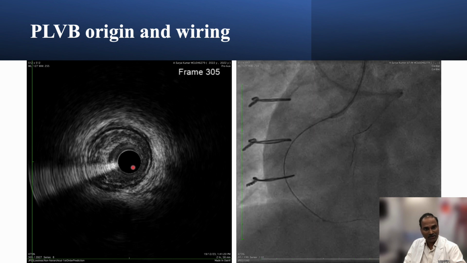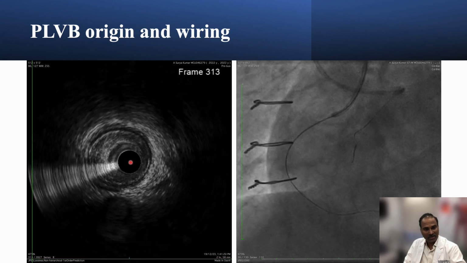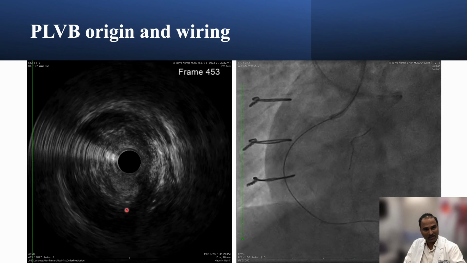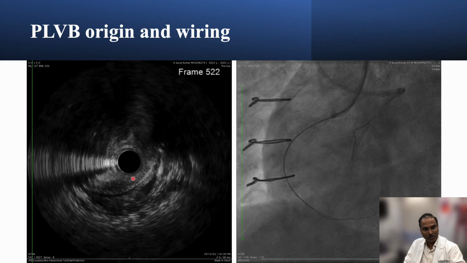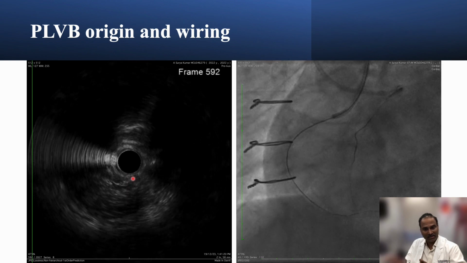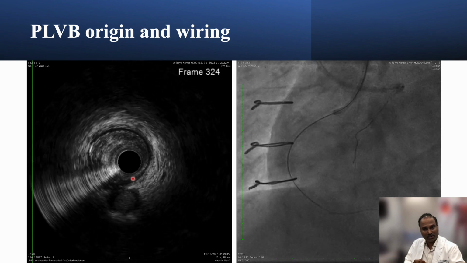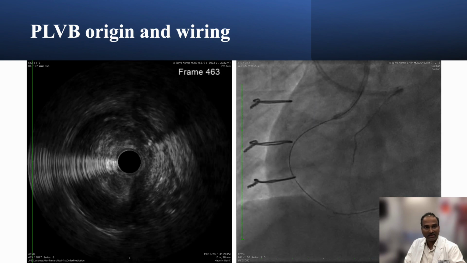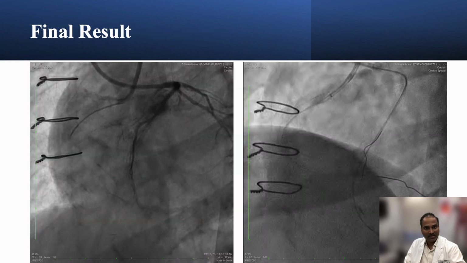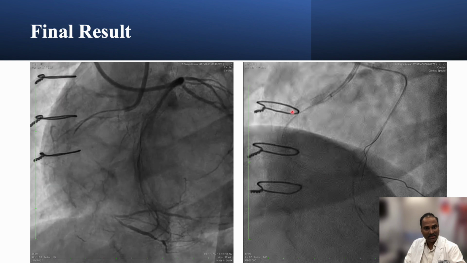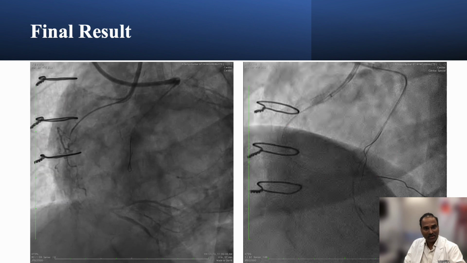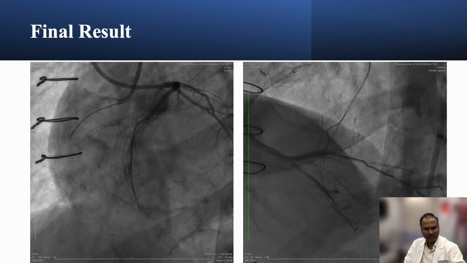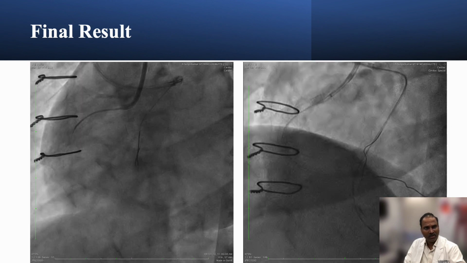So we just made sure in IVUS, this is the PLVB, which is coming from the true lumen. So at the crux, the wire was in true lumen, that is most important. And then we started wiring the PLVB using a double lumen catheter, and subsequently we stented from the RCA into the PLVB. We can see this is the final result. So good distal flow.